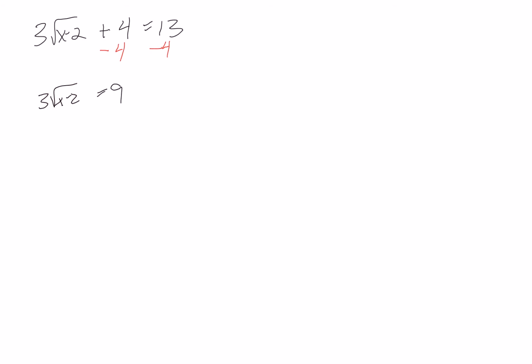Now we want to get rid of that 3, so divide both sides by 3. Then we get the square root of x minus 2 equal to 3. Now we've isolated the square root. We're ready to get rid of the root sign, so square both sides. So we have x minus 2 equal to 9. So our last step is move the 2 over.